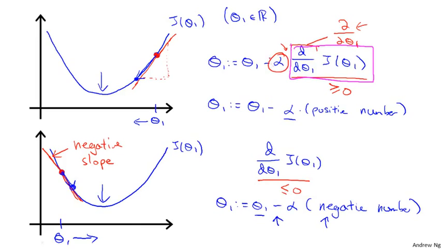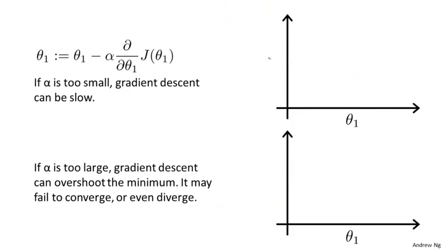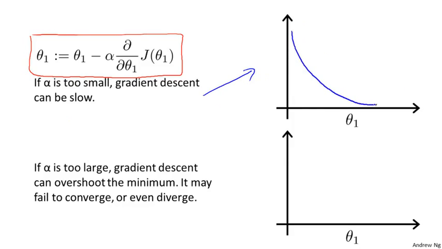So here's my gradient descent update rule, right? It's this equation. And let's look at what could happen if alpha is either too small or too large. So in this first example, what happens if alpha is too small? So here's my function J of theta. Let's say I start here.